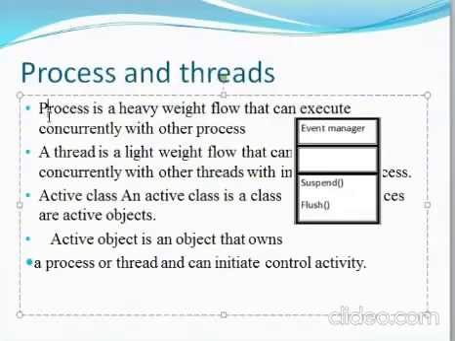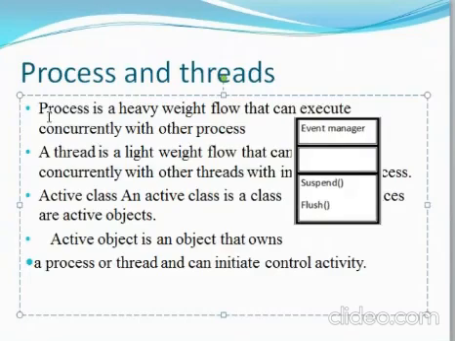As you are all aware, a process is heavyweight. Why is a process heavyweight? Because for communication, a process takes more resources, whereas a thread is lightweight, which means it takes fewer resources for communication. A process is a heavyweight flow that can execute concurrently with other processes, whereas a thread shares the memory of the process. It executes concurrently with all the other threads within the same process.